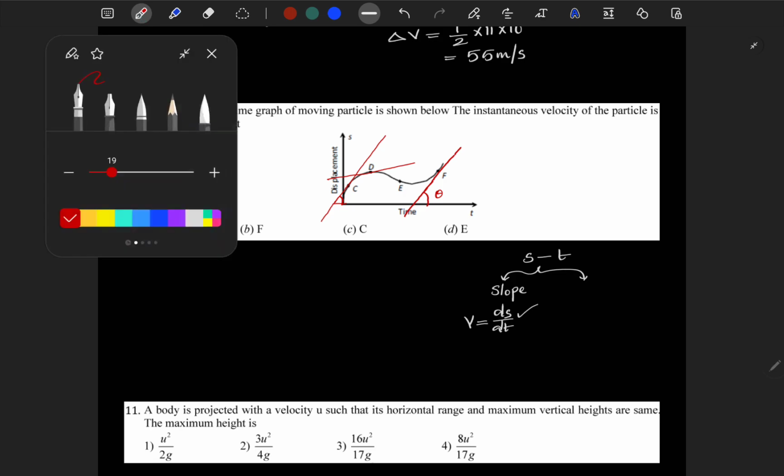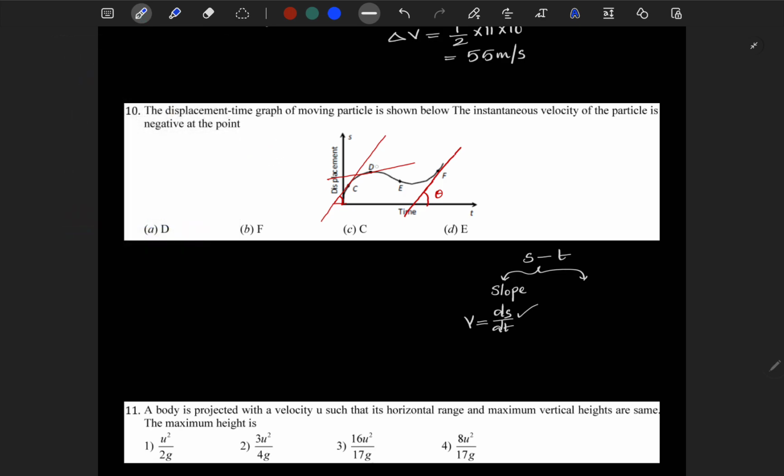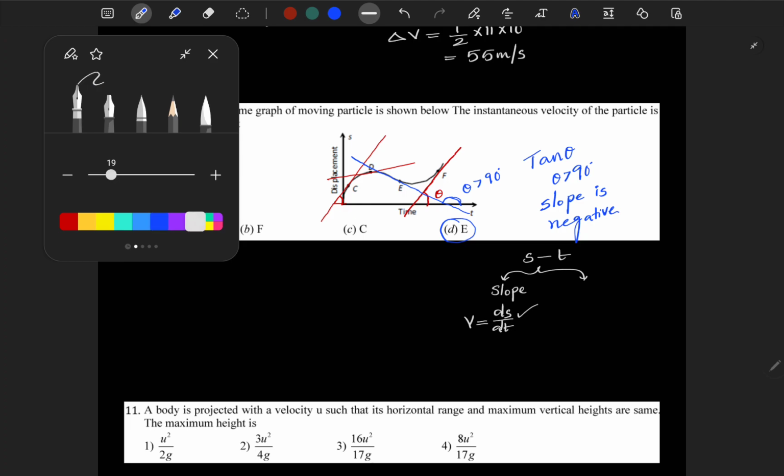All these, F, D and C, are making positive slope, while if you observe point E and draw a tangent, it would look like this. This tangent at point E is making an obtuse angle with the positive x-axis, and the slope is negative, because slope is tan theta, and for theta greater than 90 degrees, which is the second quadrant, tan is negative. So the slope is negative, which means the instantaneous velocity of the particle is also negative, which is option E. E is the point where the slope is negative.